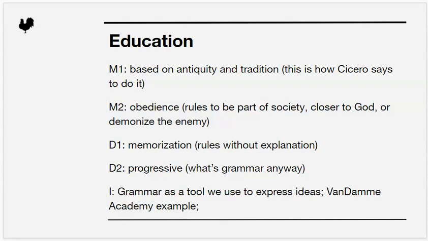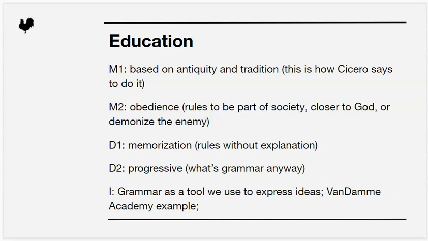D1 is the memorization of rules. This is how society does it, again, but not really giving any explanation. And then D2 in grammar education would be the progressive. Hey, what's grammar anyways? It's all based on our subjective judgment, and it doesn't really mean anything real. It's just subjectivism. An I approach to teaching grammar is to teach it as a tool we use to help us express our concepts, our words, which are ideas.